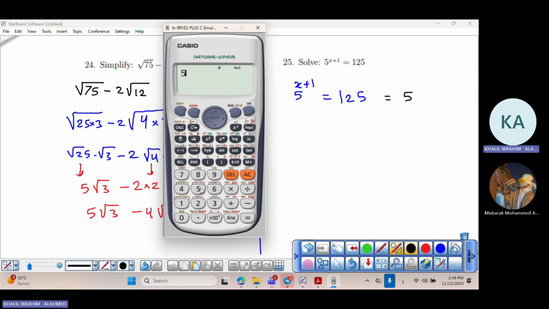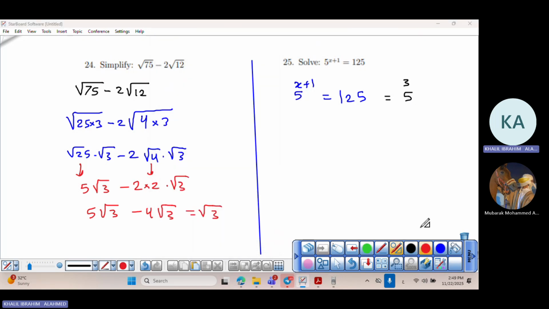125, I can write as 25 to the power 3, yes, exactly. Now look here. This is base 5, and also base 5. That means the powers are equal. That means x plus 1 equals 3.